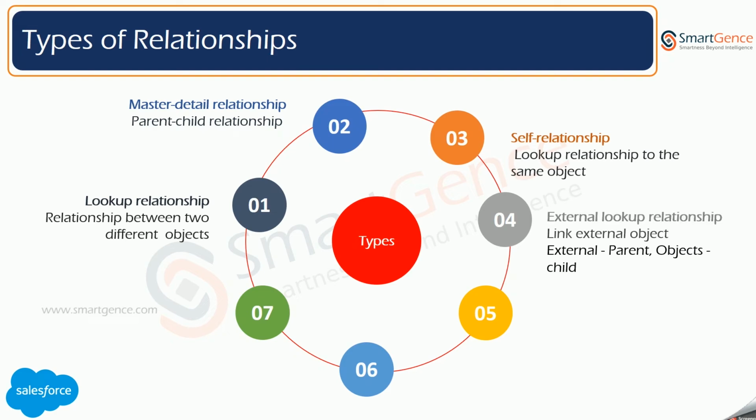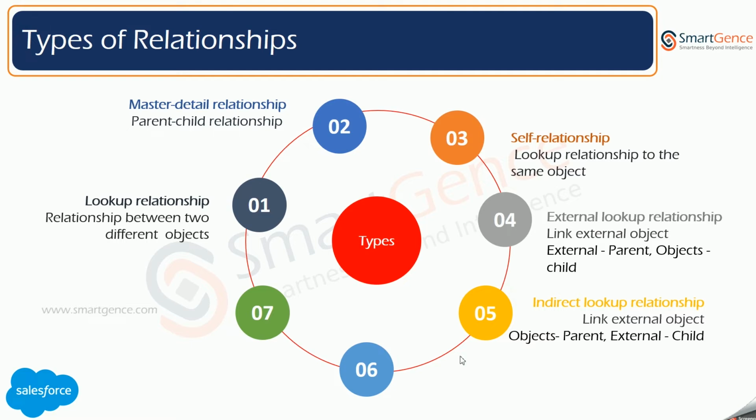External lookup relationship. So this is to create a relationship with an external object. So firstly, we want to know what is an external object, right? So this is again pretty similar to custom object, but if there is data coming from an external system through integration, then we will be creating that as an external object. So to establish a link between an external object and a Salesforce standard or custom object, we will be using this external lookup relationship.